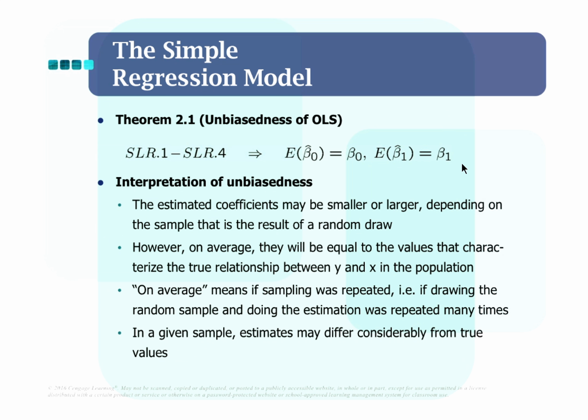This is a very useful conclusion. Right? It basically justifies why we use OLS estimators. Suppose SLR1 to SLR4 hold, then using the OLS estimator, they are unbiased estimators for these betas.